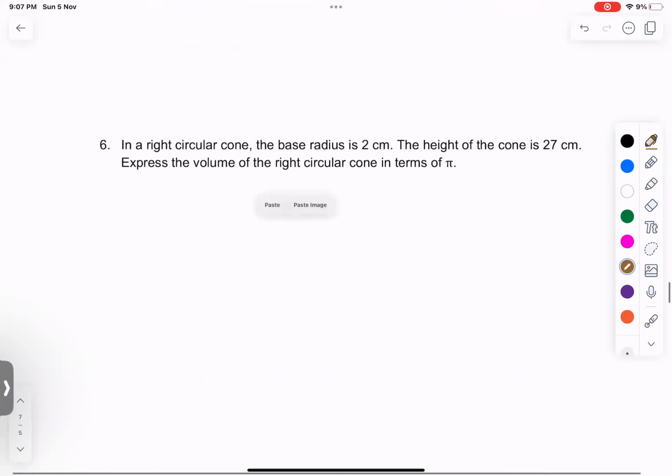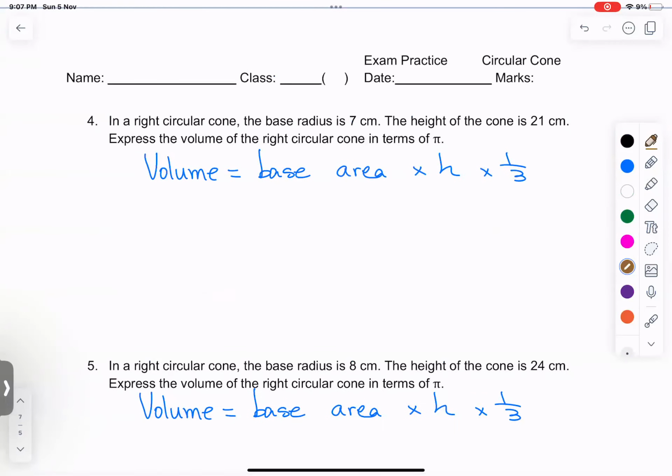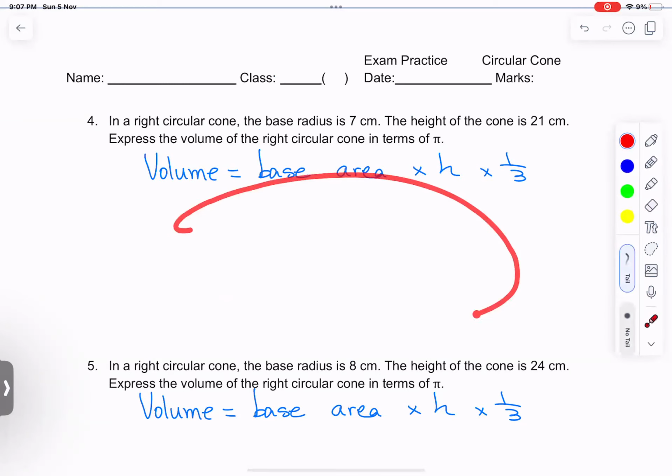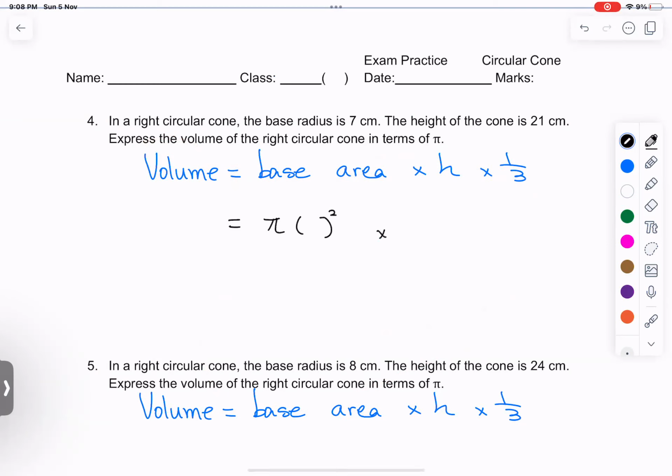Let me just put it for all of them because it's the same thing actually. You don't have to show too many steps in some exams, but you need to show steps for school exams, I mean for any school, because this consists of a lot of marks. So please don't forget to show steps. Base is a circle. Circle area is pi r squared times height times 1 over 3.